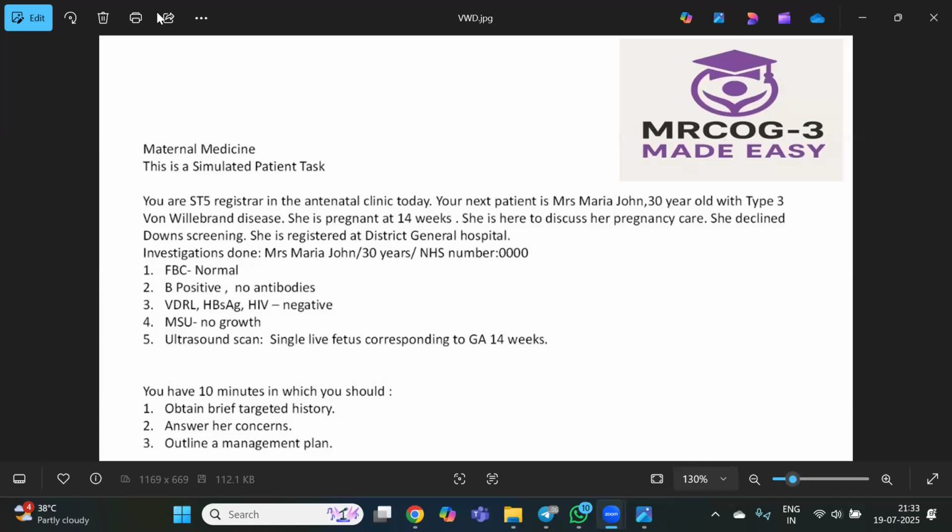Then after that, you have to tell her about her condition and her pregnancy care. In that, you have to cover antenatal care, intrapartum care and postpartum care. And then comes the closure of the station. Sometimes it will take time, and you may not be required to address all these things.